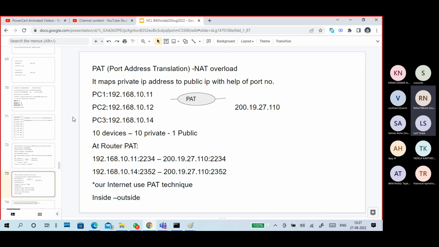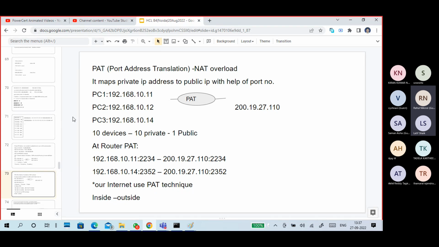So using the PAT technique, guys, in India we are saving a lot of IP addresses as compared to the big countries. We are using a lot of devices as compared to other countries, but still we are saving a lot of IP addresses using the PAT technique.